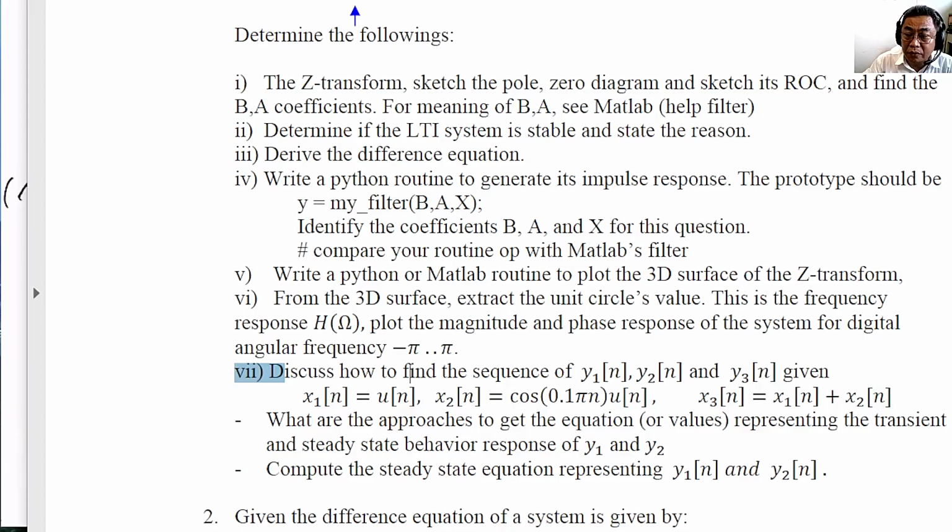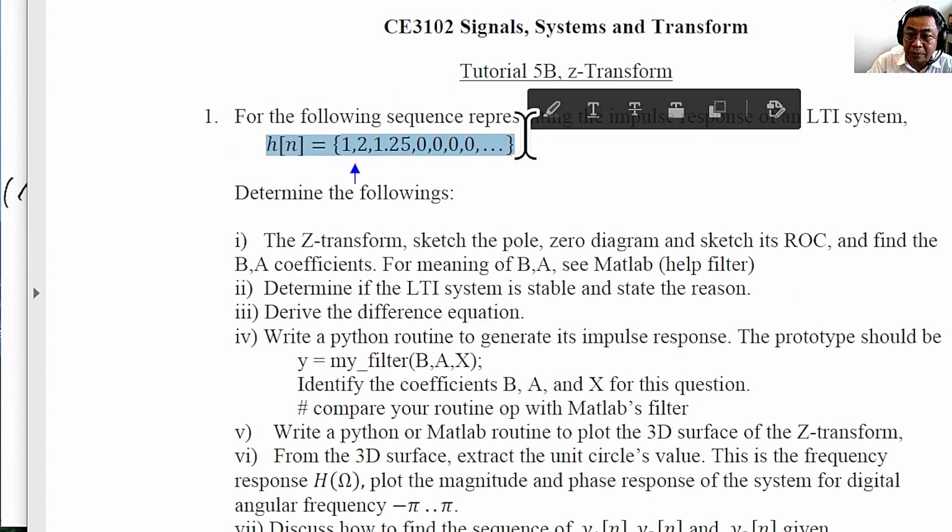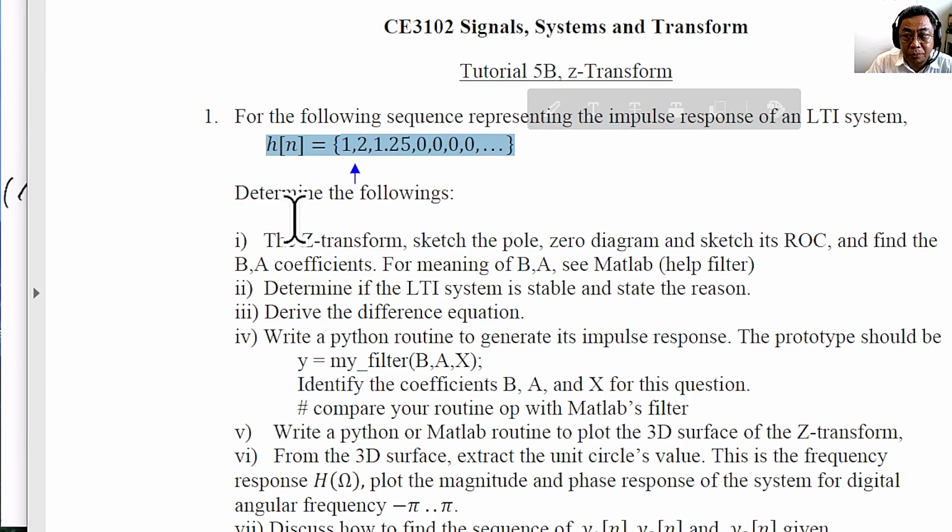Let's continue with tutorial 5, question 1 VII, where we are asked to find the output y[n] for different x. The first is x1[n] equals the unit step u[n]. So remember, we are only given the impulse response of the system. So how should we proceed?